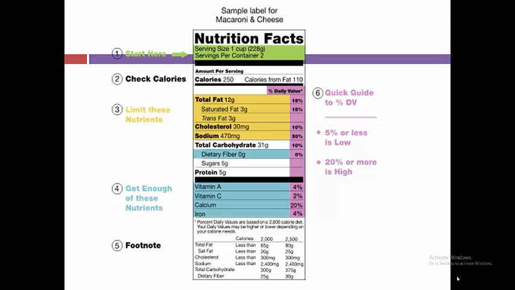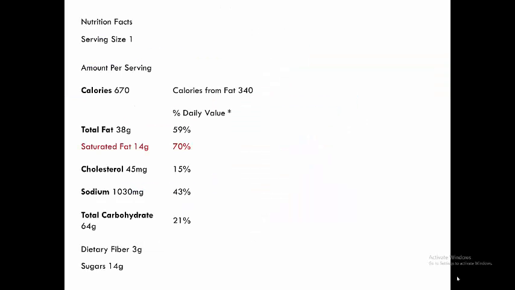So we know that we want low amounts of things that are potentially harmful, so we would want our label to reflect 5% or less saturated fat, 5% or less cholesterol. And oh, by the way, look at that sodium. Whew, we're going to get to that one later.